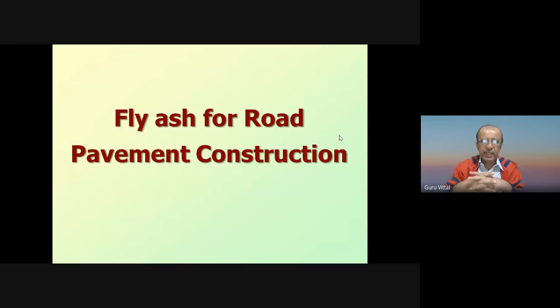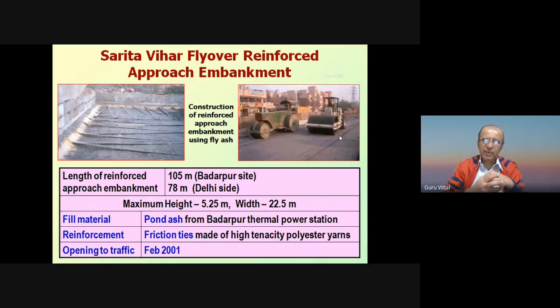Now coming to a few slides with regard to using fly ash for road pavement construction. Of course, even before the Sarita Vihar embankment RE wall was constructed, we had constructed this Okhla flyover at Badarpur. This Okhla flyover was the very first project, and the quantity of ash used there was not much. Only one approach was constructed using fly ash, and that was in the year 1994. Almost one or two years before this, the Nizamuddin embankment came, and Mr. K. Agarwal was the project in charge there.